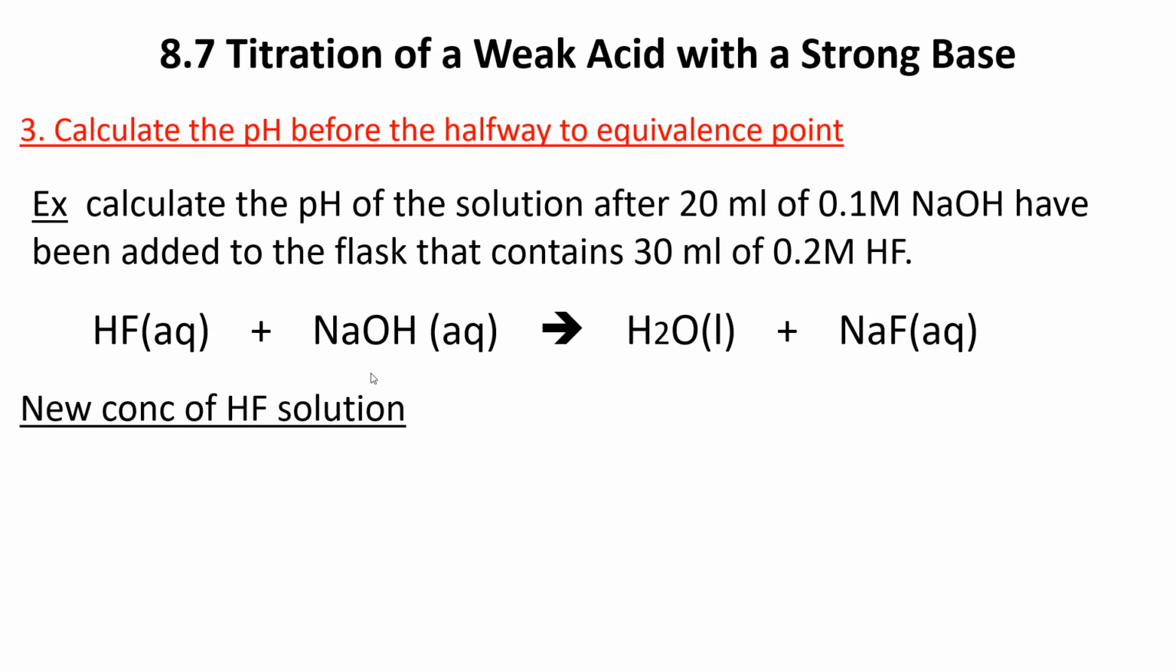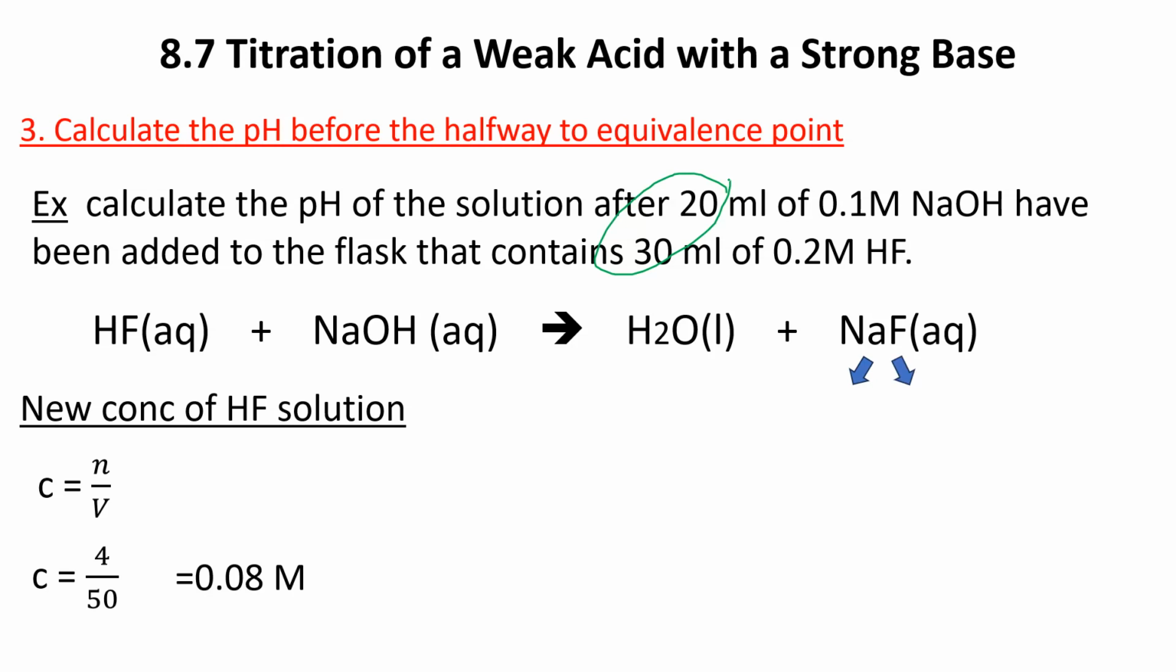So first thing we're going to do is come up with the new concentration of the HF solution. So our concentration is n divided by V. Now the n is what we just determined earlier to be 4 millimoles. And the total volume of our solution in the flask is 50. Where does that come from? Well, the 30 that was in there and the 20 that we added equals 50. Multiply that out or divide it out, 0.08 molar.